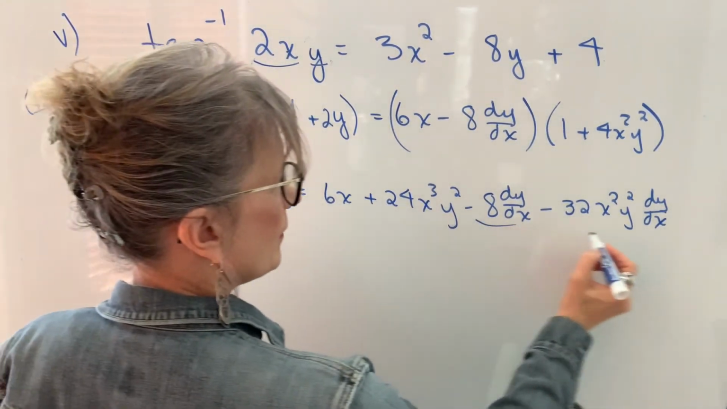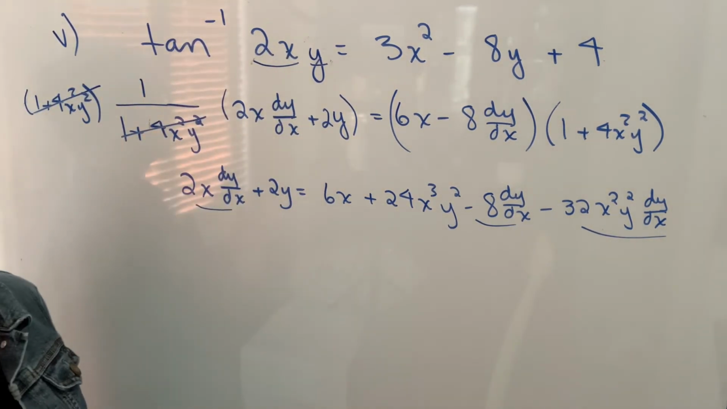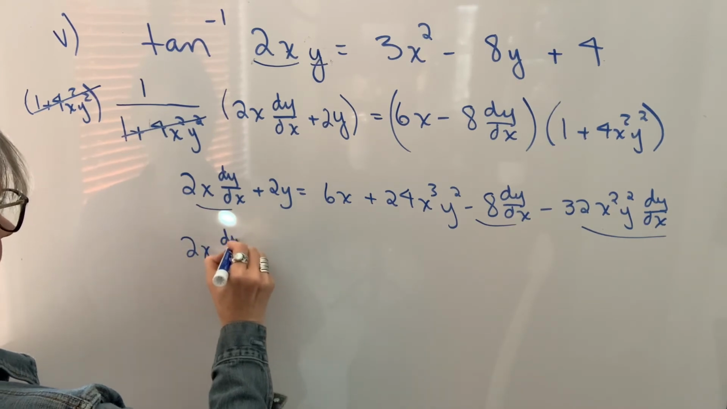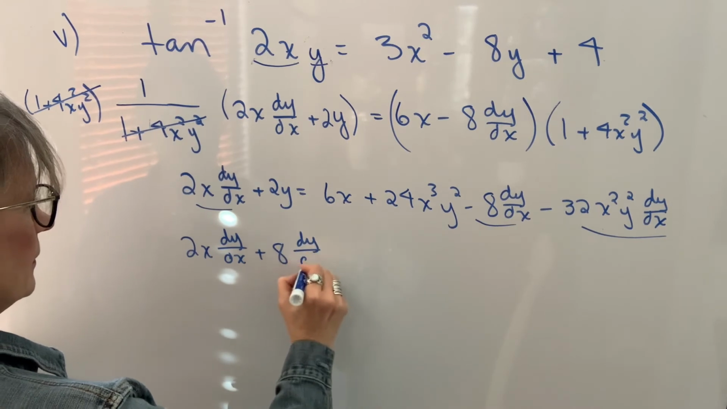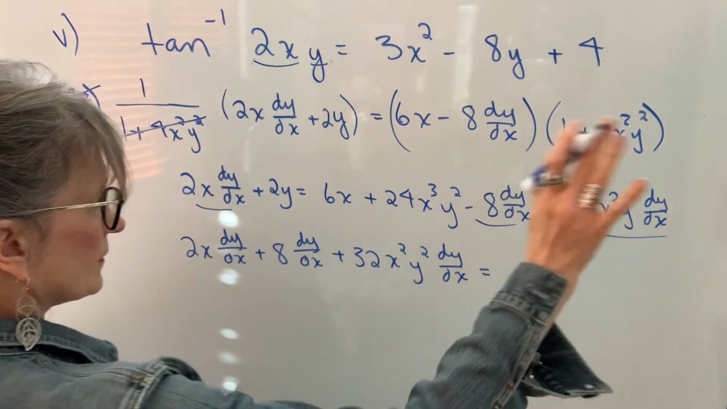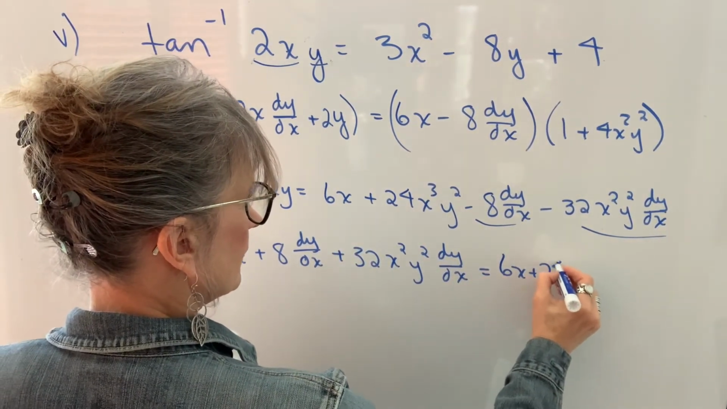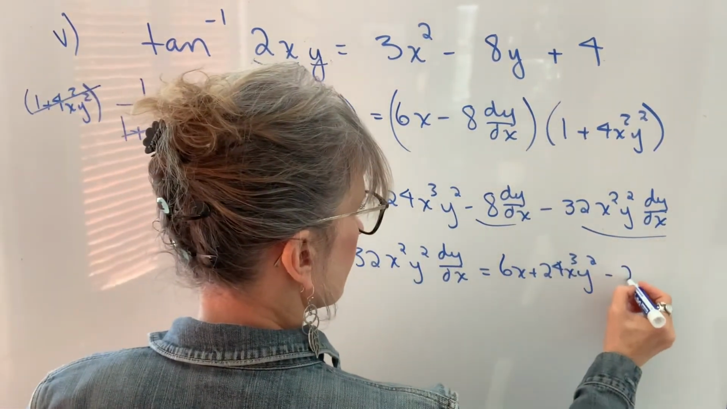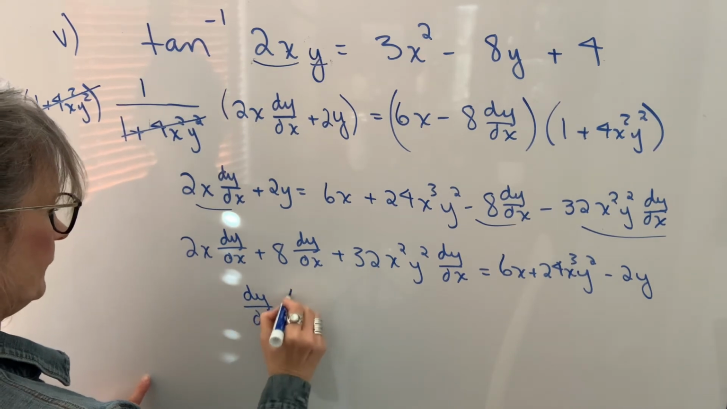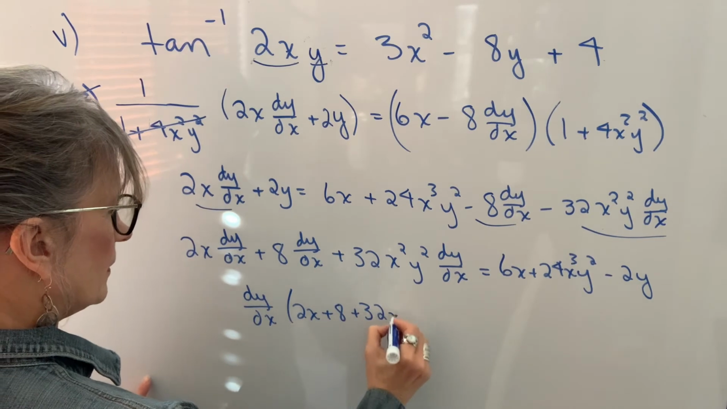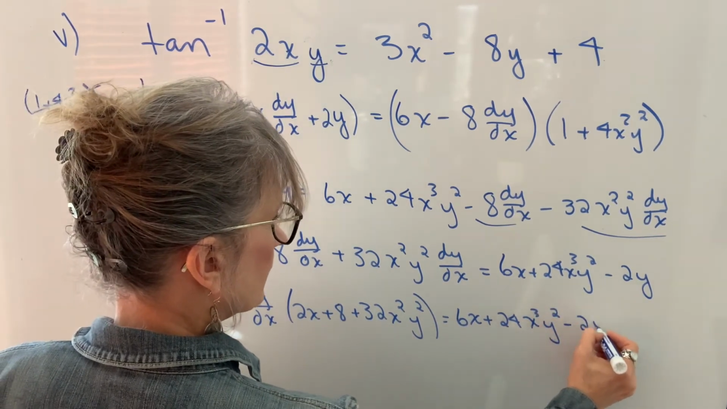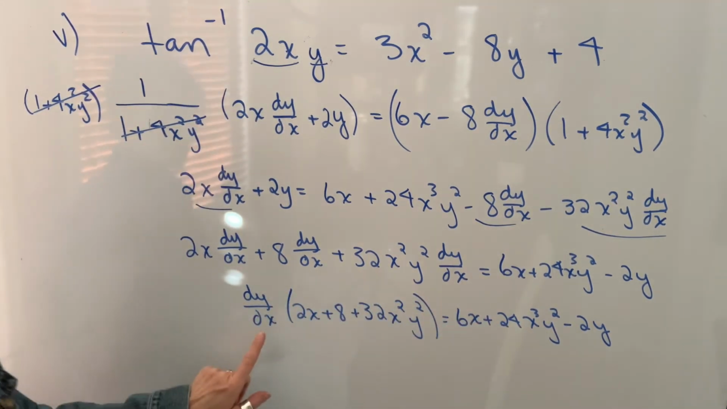I have 3 terms containing dy dx, and when I'm solving an equation that has my unknown in more than one term, I need to combine all of those terms on one side of the equation and everything else on the other. So I'm going to move these over by adding them. And then everything else is on the other side, so these terms stay on the other side. And I'm going to move this term over by subtracting it from both sides. Now that I have all of my terms containing dy dx on one side, I factor out the dy dx. I can divide both sides by this factor to isolate dy dx.